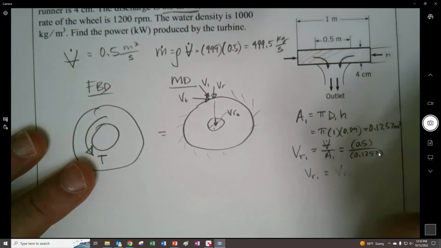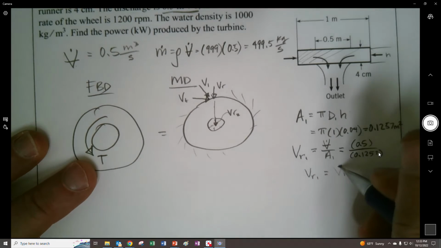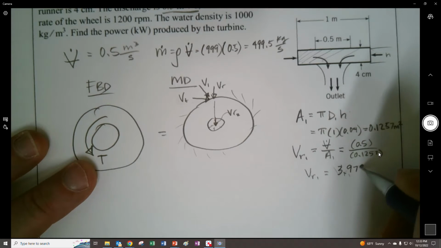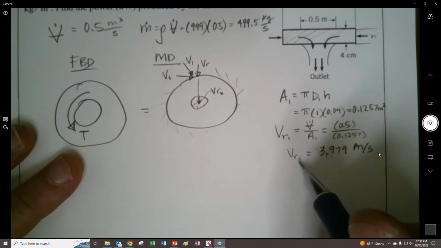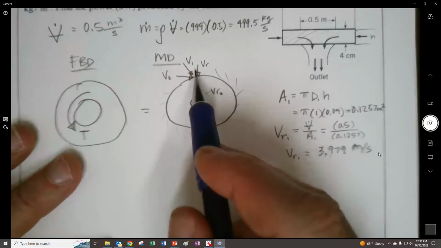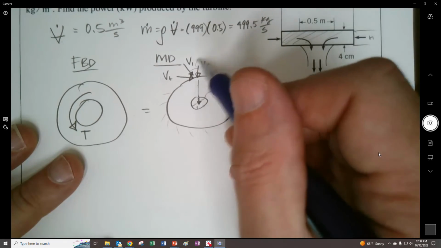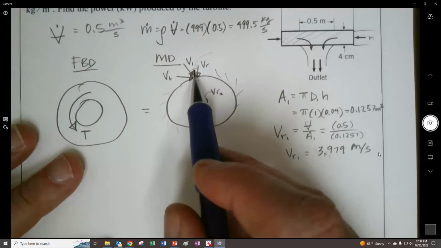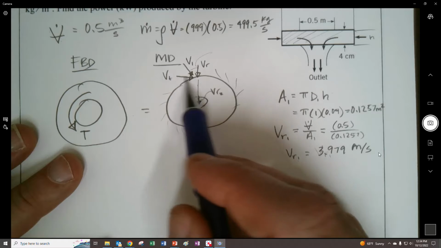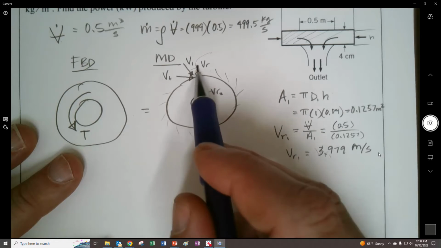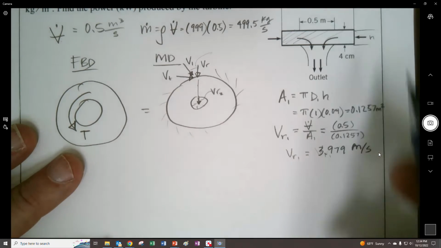Just write down the number: 3.979 meters per second. Almost went to feet. And now because we know that, and we know this, and we know that angle right there, we could take the tangent of that angle. This is going to be the run, and we want the rise, right? We want the leg that's opposite from that angle.